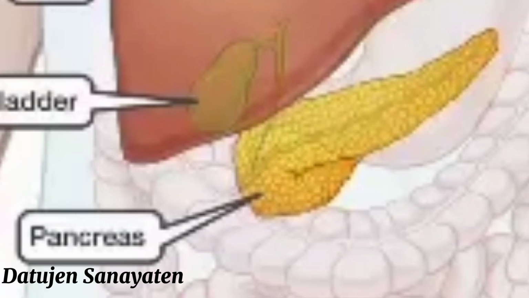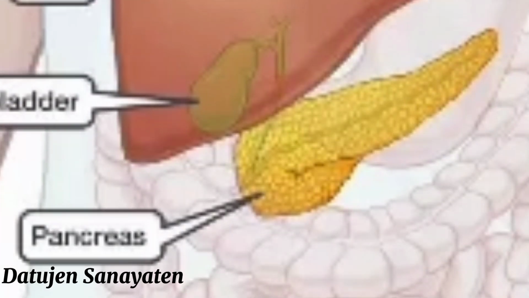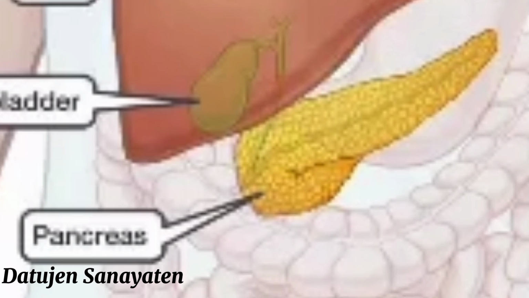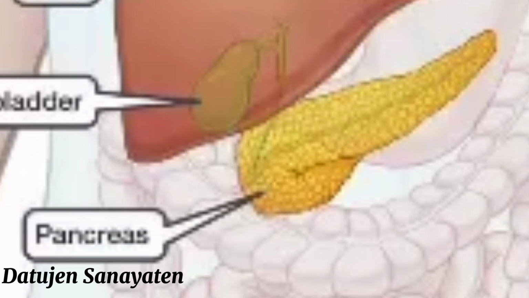Pancreas. The pancreas is a gland organ. It is located in the abdomen. It is a part of the digestive system and produces insulin and other important enzymes and hormones that help break down food.